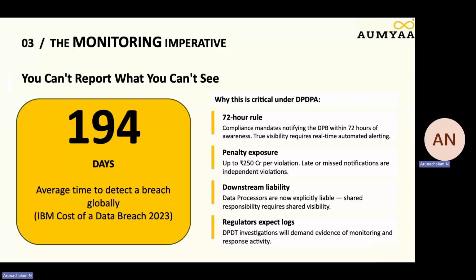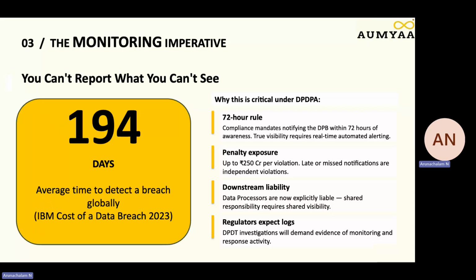There are four reasons this is urgent, not theoretical. First, the 72-hour rule, true compliance, requires real time, automated alerting. There is no manual process fast enough. Second, penalty exposure, up to 250 crore per violation, and a late or missed notification is treated as an independent violation. So, slow detection doesn't just delay your response, it multiplies your liability.